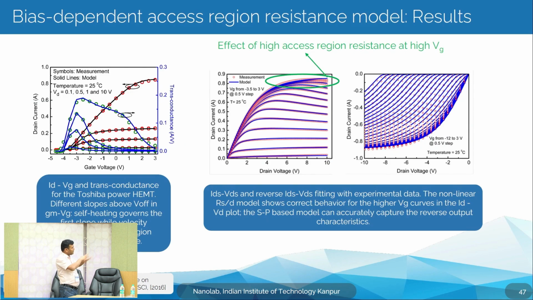Now I am showing you the validation. That's the good thing with a physics based model: you can actually dedicate and describe the different regions. So, you have the mobility effect, then the excess region effects, and the self heating effects. You can explain and describe each effect on the ID-VG and ID-VD curves. For example, here you can see the effect of the high excess region at high VG.